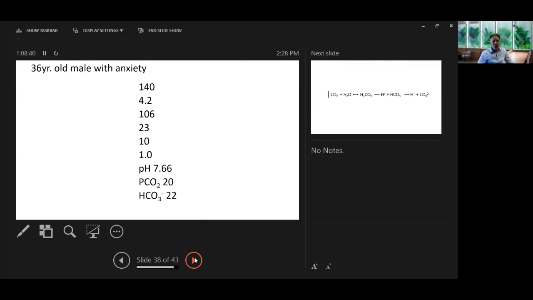Here's a 36-year-old male with anxiety. Bicarbonate's down a little bit. It's either metabolic acidosis, acute or chronic respiratory alkalosis. Look at the PCO2, look at the bicarbonate. The changes there are only compatible with acute respiratory alkalosis. They're not compatible with metabolic acidosis, where the changes would have to be equal. And they're not compatible with chronic respiratory alkalosis, where the PCO2 would have had to have fallen twice as much as the bicarbonate fell. This is only compatible with acute respiratory alkalosis, which is what you'd expect with anxiety. Next slide.